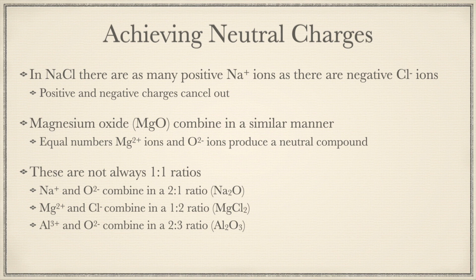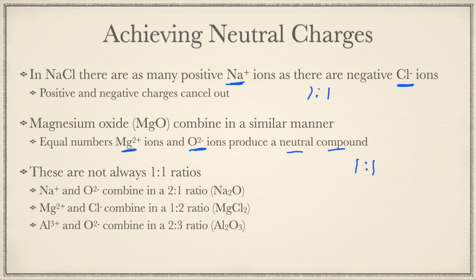So, achieving neutral charges. In sodium chloride, there are as many positive sodium ions as there are negative chloride ions. So positive and negative charges cancel out. It's a 1-to-1 ratio. There's one sodium ion for every chloride ion. Magnesium oxide combines in a similar manner, even though our magnesium ion is a +2 and our oxide ion is a -2. But those still cancel out. +2 and a -2 equals 0. So equal numbers of magnesium ions and oxide ions will produce a neutral compound. It's still a 1-to-1 ratio.